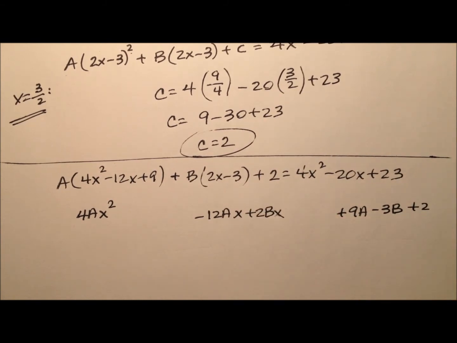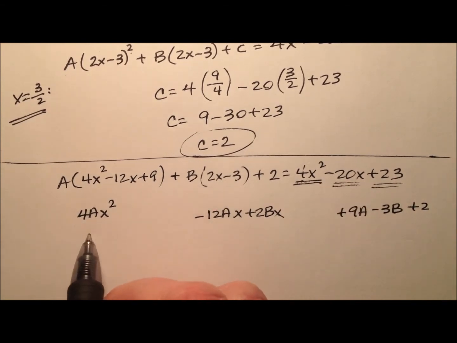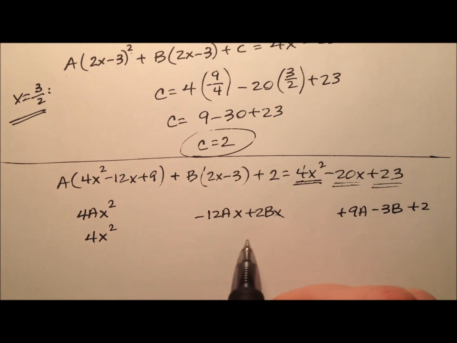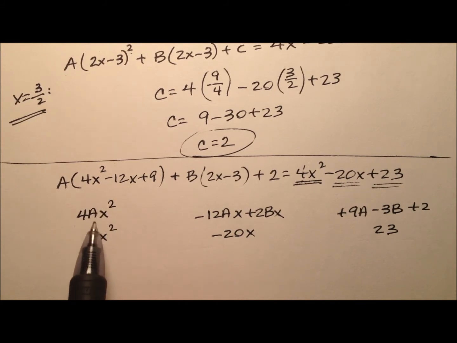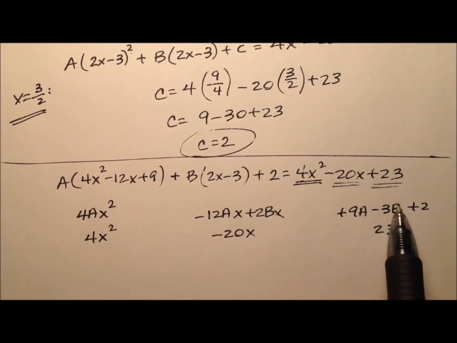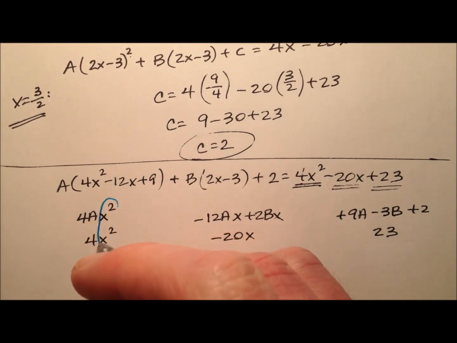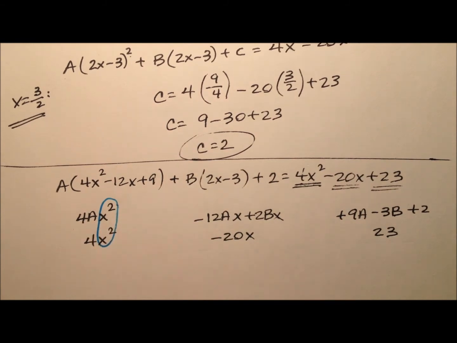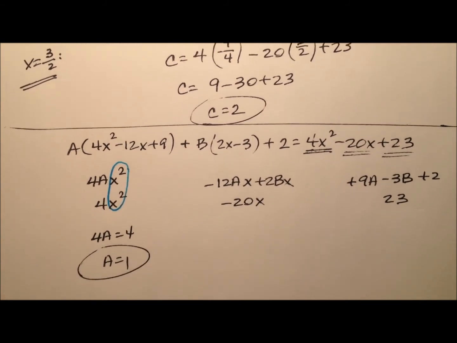Well, why is this nice? Because I can just pick up the values straight from here. This is 4x squared, this is negative 20x, and this is 23. So I know these two things are equivalent, these two are equivalent, and these two are equivalent. Looking at this, I can ignore my x squareds and say that 4a equals 4, so a must equal 1.